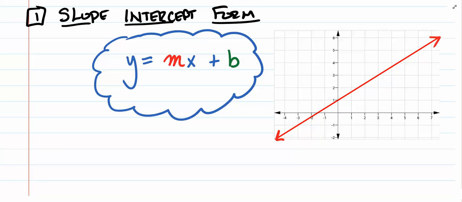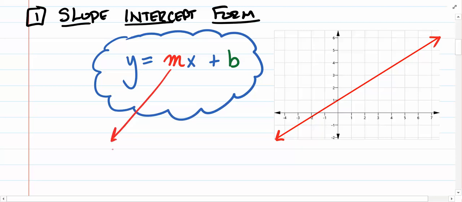It's called slope-intercept form. The way that we write slope-intercept form is we use both the slope and the intercept, okay? So we have it in the form of y equals mx plus b. The m, of course, will stand for the slope. And the b, of course, will stand for the y-intercept.